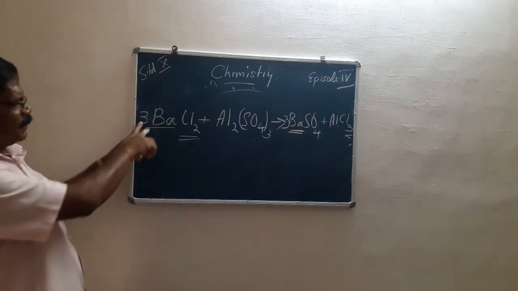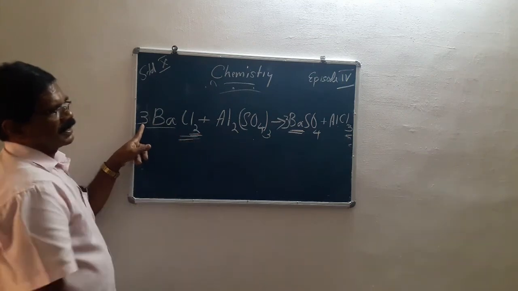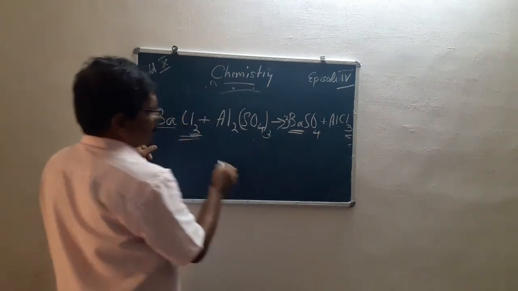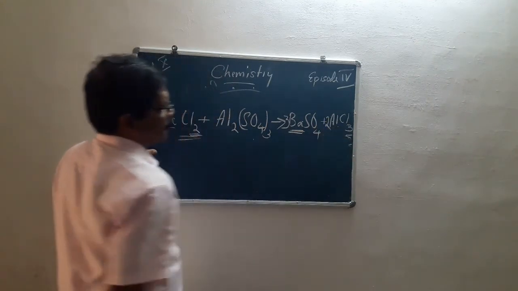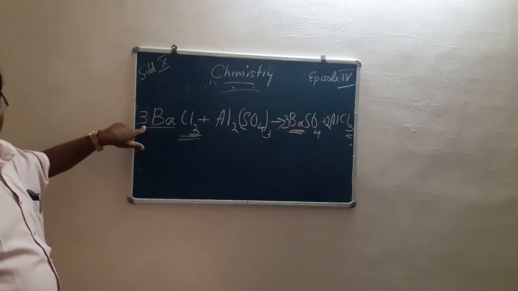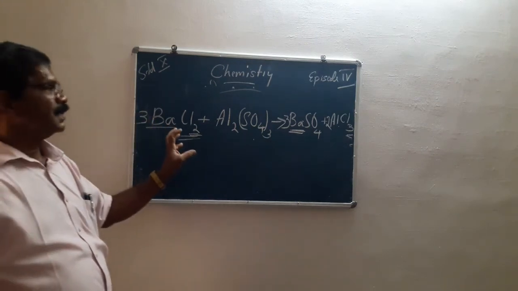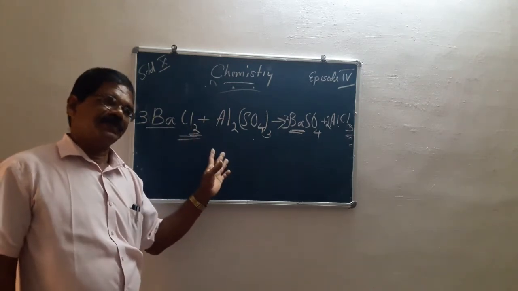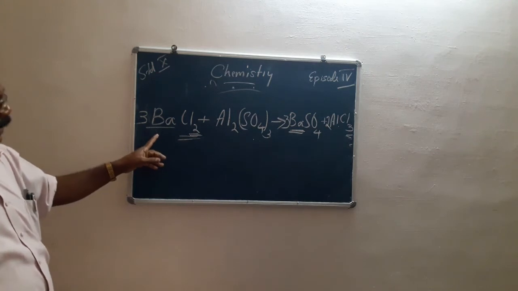Then with 3 Ba, you note 6 chlorine atoms, so we write 3 BaCl2 on the left, and on the right you write 2 AlCl3. Again, I said to you that this is a trial and error method. When you practice it several times, you can easily balance any equation. Then you check it again.